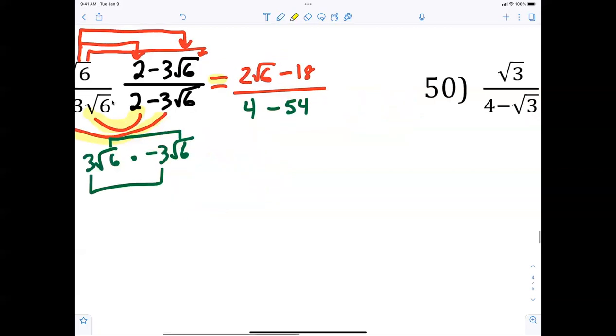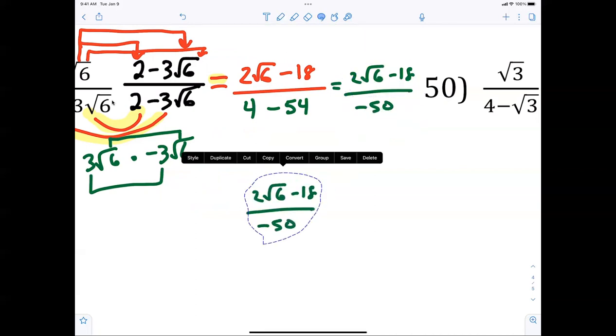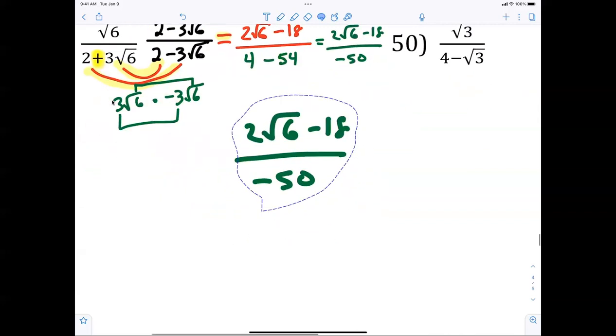All right, here we go. Now, simplifying. I end up with 2 radical 6 minus 18 over negative 50. Now, come on. All right, now you're looking at that, and hopefully you're saying, what can I reduce? I can reduce by 2. Now, there is a radical there. Does the 2 go into the radical? No. 2's go with what? Whole numbers, with real numbers, with rational numbers. 6 is the irrational. So now, instead of dividing by 2, though, I'm going to divide by negative 2.